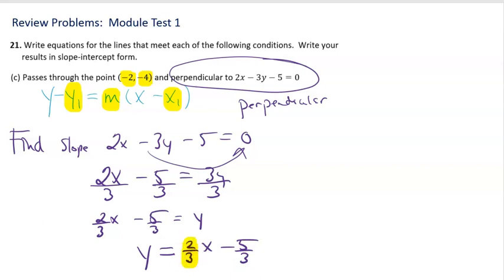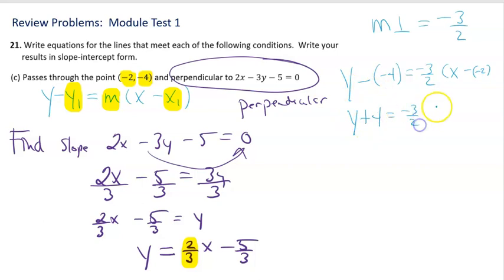Now, that's not the slope I want to use, right? The slope I want to use is the negative reciprocal of this. So our m perpendicular is negative 3 over 2. Flip it and change the sign. Then I'm ready to plug in my formula. y minus my y1, which is negative 4, equals m, which is negative 3/2, times x minus my x1, which is negative 2. So this is y plus 4 is equal to negative 3/2 times x plus 2.